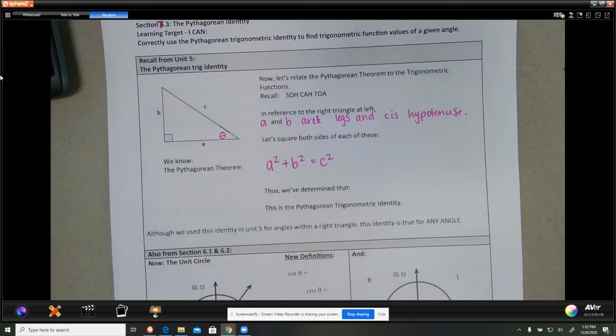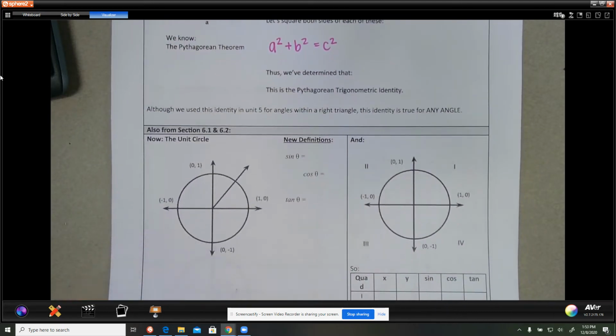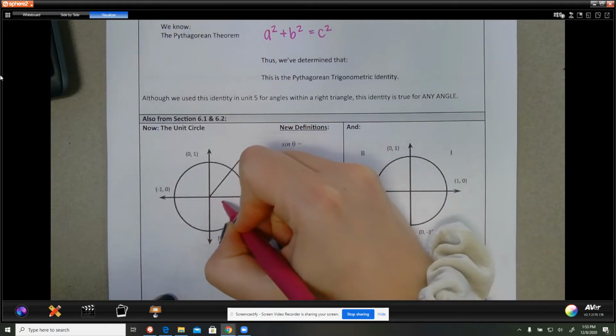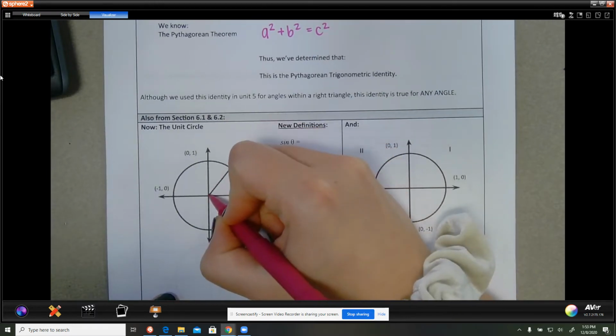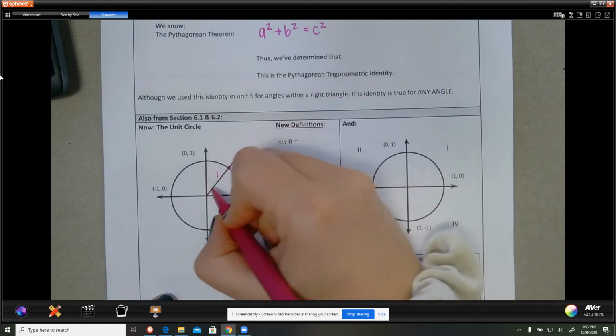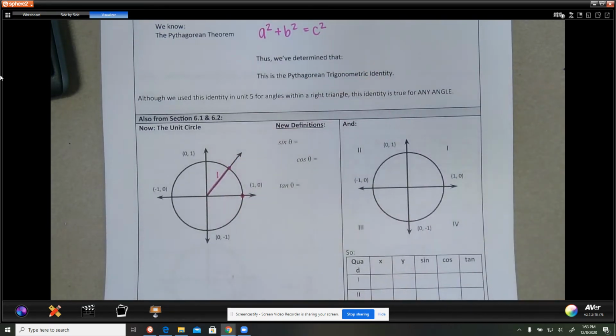So let me jump down here before we do that. We're going to write that Pythagorean identity up there in a second. But let's go back and recall that a unit circle is given the name unit circle because the radius is always 1. So this is a radius, and it has a length of 1. This is also a radius, and it has a length of 1, by definition of unit circle.